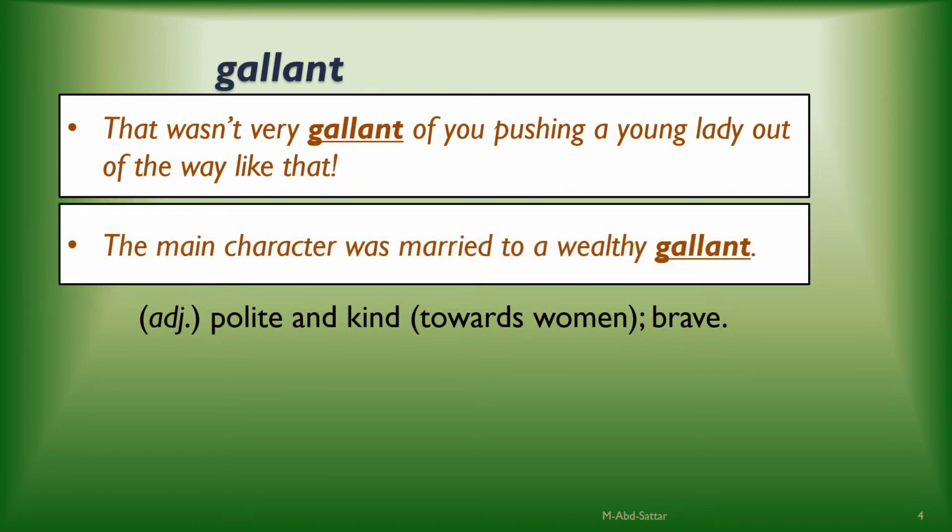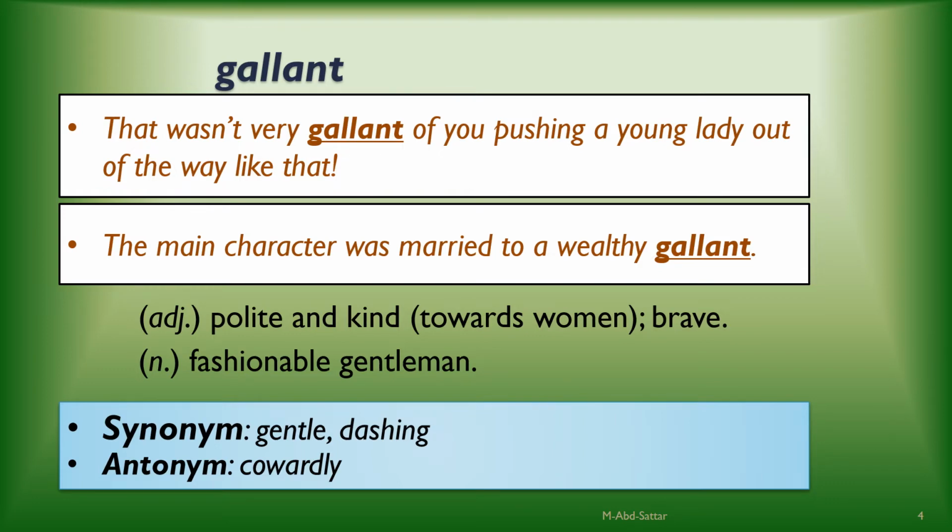Look at this example. Here the word is used as a noun, not as an adjective. The main character was married to a wealthy gallant or a wealthy gallant, because this word as a noun can be said in two different ways, and the two ways are correct. Again, we are reading a story or a novel, and we have the main character, which is a girl, and she was married to a wealthy gallant. So this person is a fashionable gentleman, a person who is wealthy, a person who looks smart. A synonym of that word is dashing, which means brave. An antonym of that word is cowardly. Let's move on.